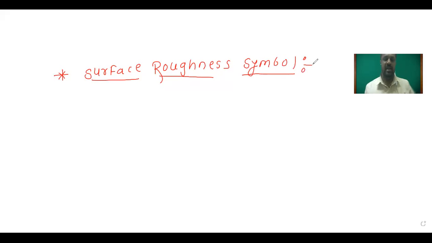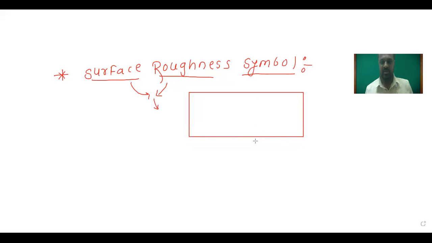So before going to the surface roughness symbols, can anybody tell me what is meant by the surface roughness? Suppose we are having a component like this. Then what is meant by the surface roughness? Yes, anybody? Yes, Sudhir, any idea?